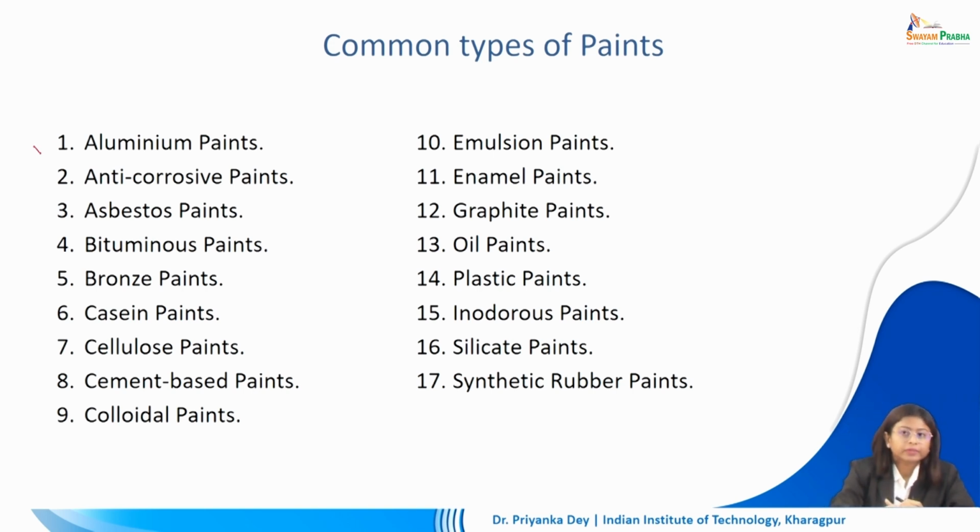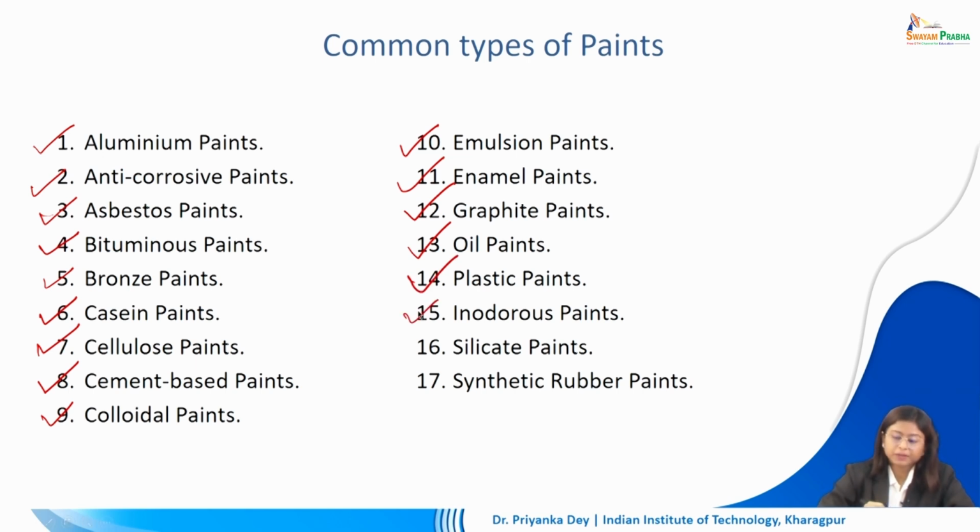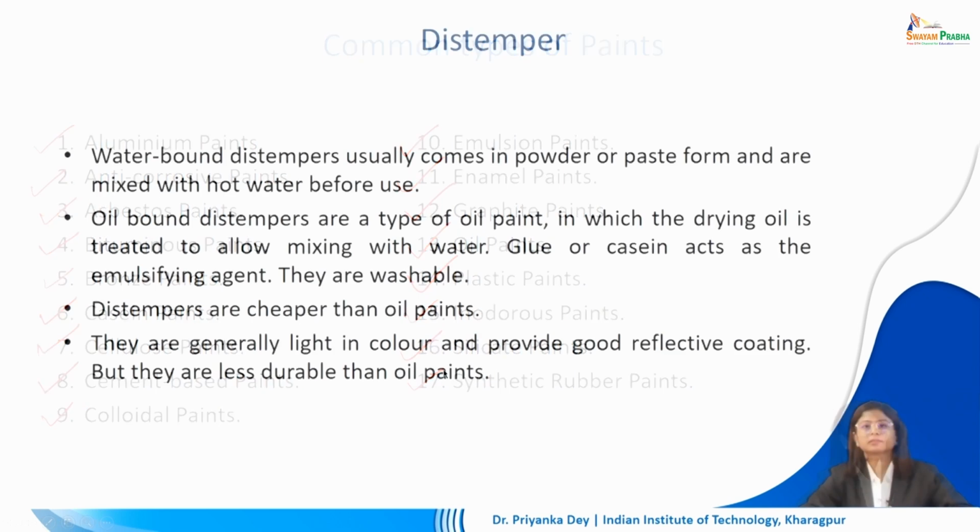It includes aluminium paints, anti-corrosive paints, asbestos paints, bituminous paints, bronze paints, casein paints, cellulose paints, cement-based paints, colloidal paints, emulsion paints, enamel paints, graphite paints, oil paints, plastic paints, inodorous paints, silicone paints and synthetic rubber paints.